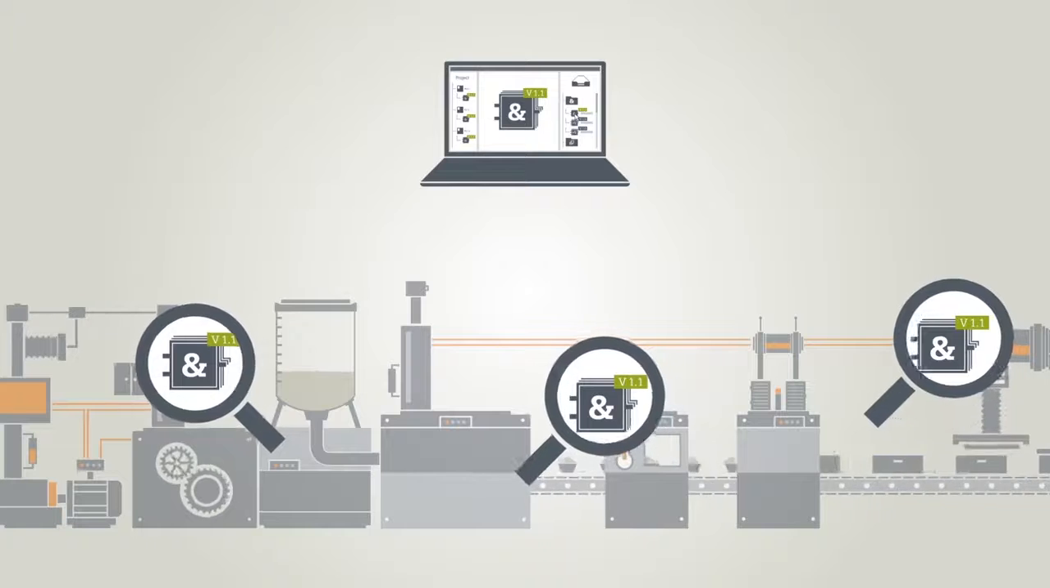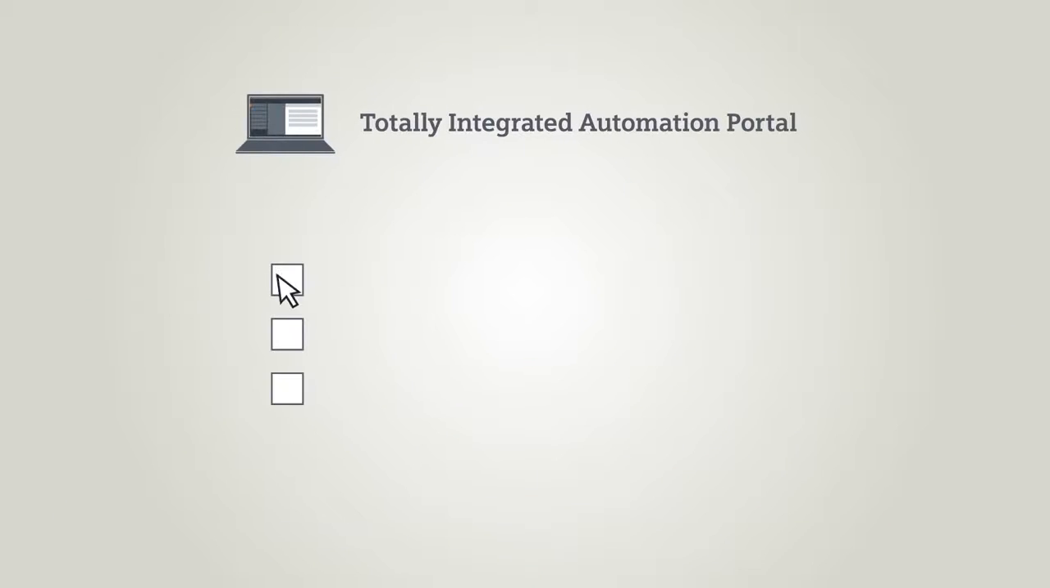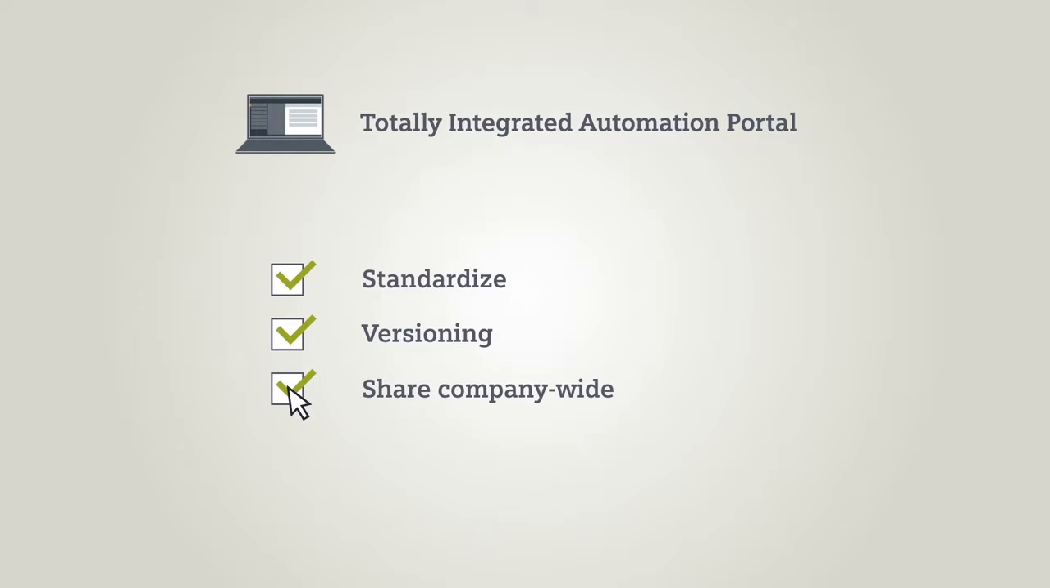Types in the TIA Portal allow you to standardize frequently used functions, version all your changes, and easily share them company-wide.